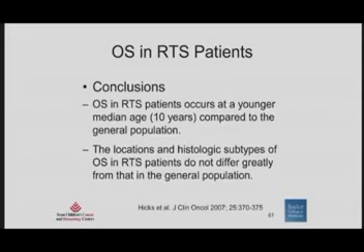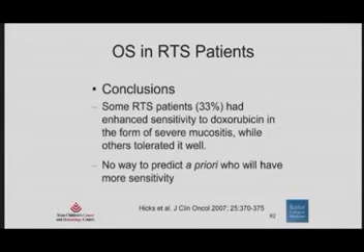The locations and histologic subtypes of osteosarcoma in RTS patients do not differ greatly from that in the general population. Some patients with RTS and osteosarcoma had enhanced sensitivity to doxorubicin, usually in the form of severe mucositis or mouth lesions, while others tolerated it well. Thus, there is no way to predict a priori who will have more sensitivity to chemotherapy.